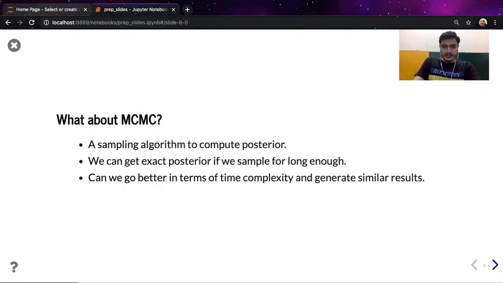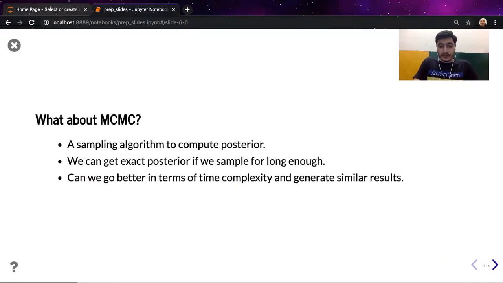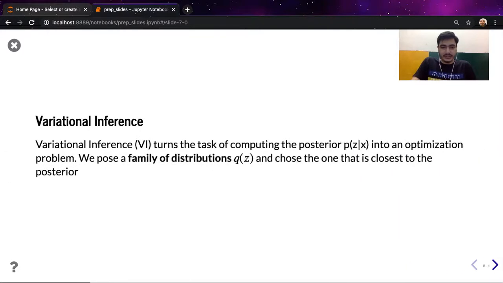Let's go ahead. Okay, since we have computed the joint log probability, we can run a Markov chain and draw some sort of samples. And these samples can be drawn out long enough to actually get to the exact posterior. But the question here is, can we do reasonable and can we do better in terms of space and time complexity? And that's how we're going to be talking about variational inference.